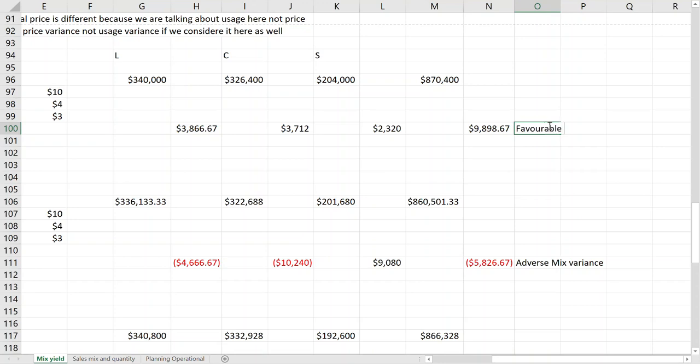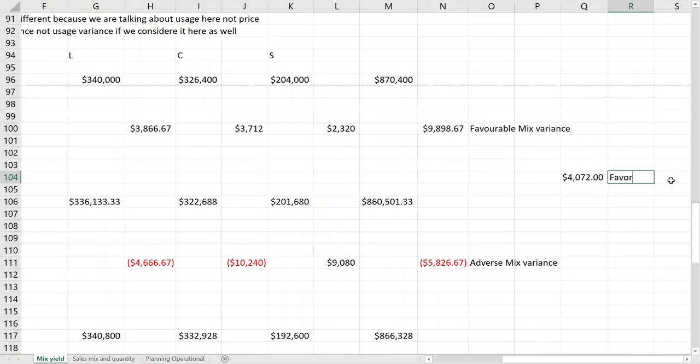Favorable yield variance. What it basically means is that the overall output that we have achieved is more than we should have had if we look at the standard quantity. Does it make sense? Now, this is favorable, this is adverse. So overall, we have saved. If we add both, what will it give us? What is that variance? Usage variance. So favorable.